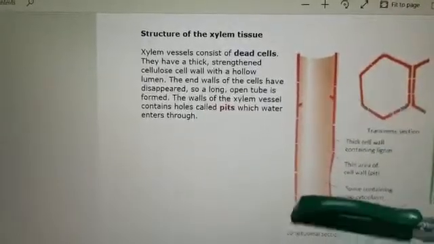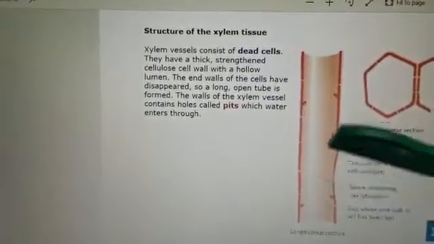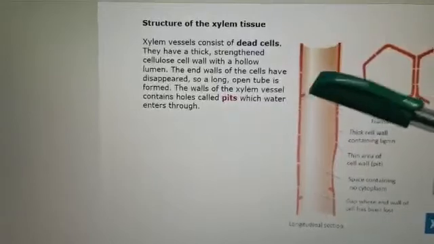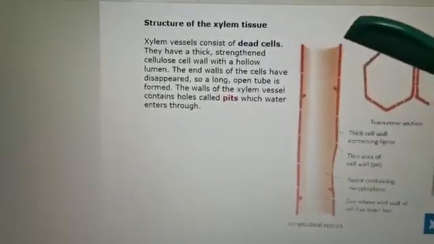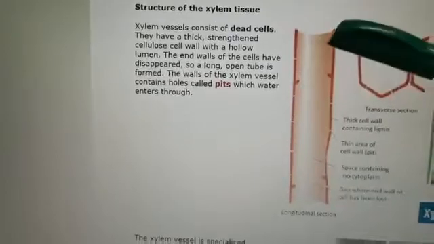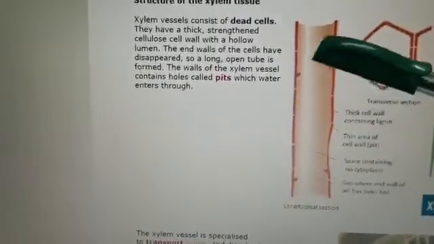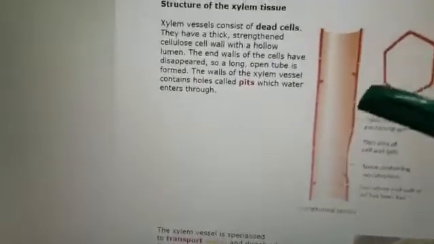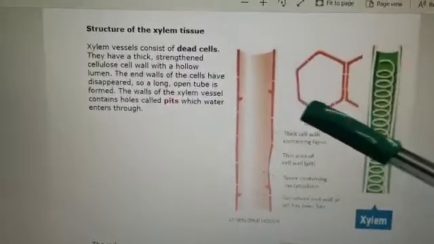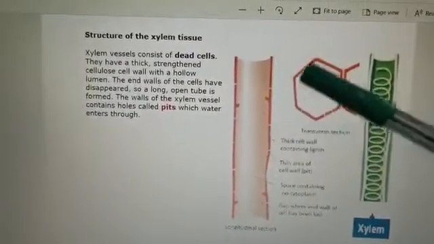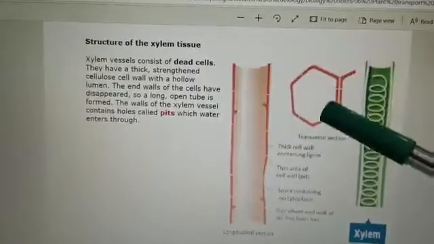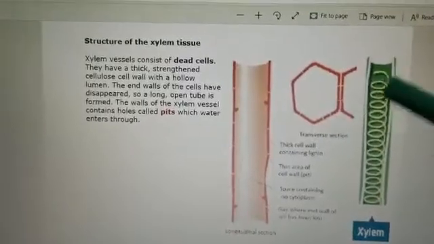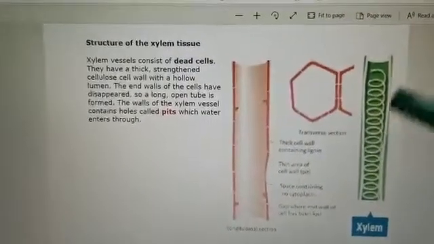Their name is pits. They help the xylem vessel to let water enter inside. So these xylem vessels are made of dead cells. They are dead tubes, and they have pits on the edges to let water in. These are the xylem tissue diagrams. This is the transverse section; if you cut this way, you get this kind of structure of the xylem tissue.